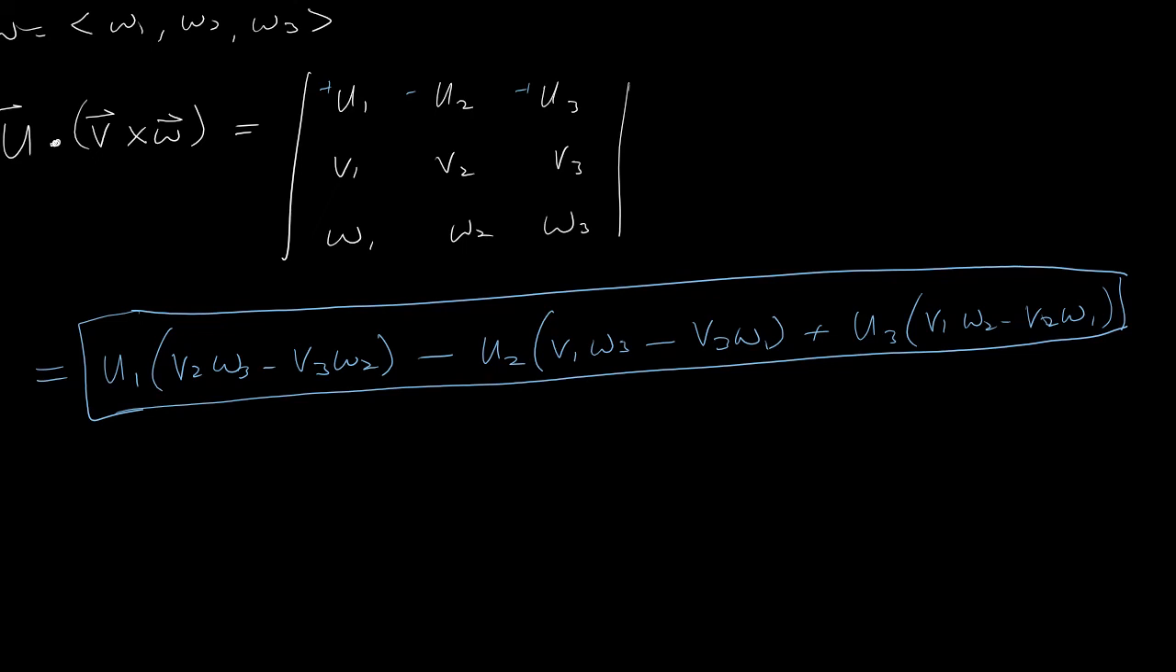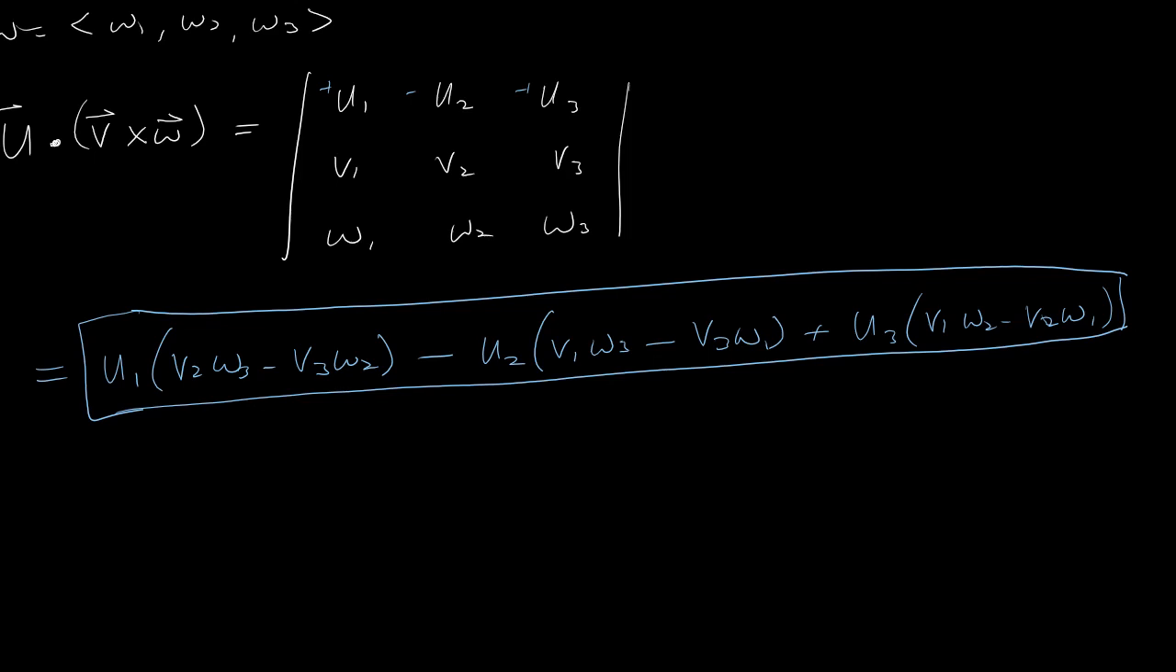Okay, so what's the point of this? Well, it's kind of interesting. Just like the magnitude of the cross product is going to give us the area of a parallelogram formed by two vectors, the absolute value of this dot product, or triple scalar product, is going to be the volume of the parallelepiped formed by the three vectors. So that's kind of cool, kind of interesting. So let's write that down.